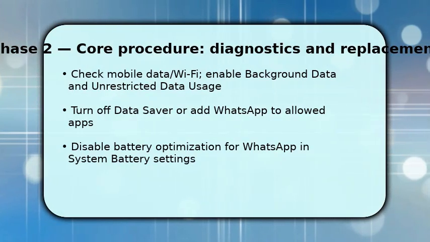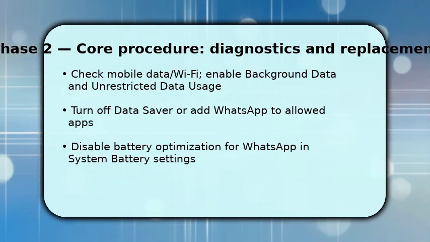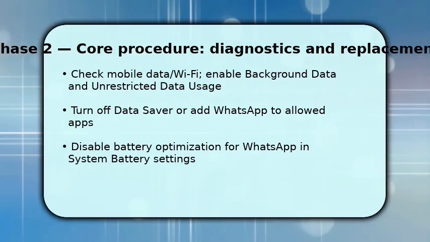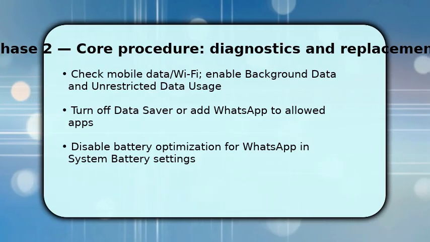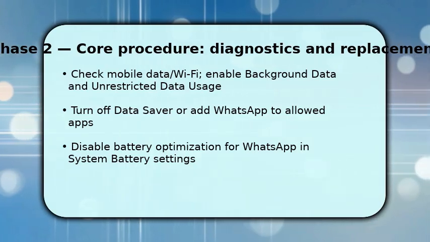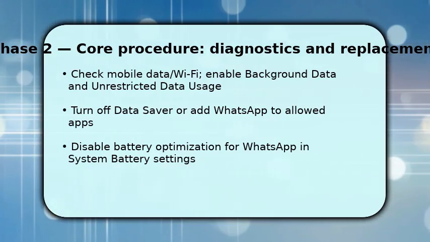Next, you verify network and background behavior. Test on Wi-Fi and mobile data so you isolate connectivity issues. Make sure background data is on and allow unrestricted data usage for WhatsApp, otherwise messages won't wake the app. Also, turn off data saver or whitelist WhatsApp.